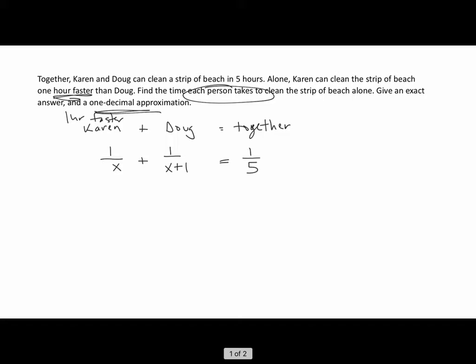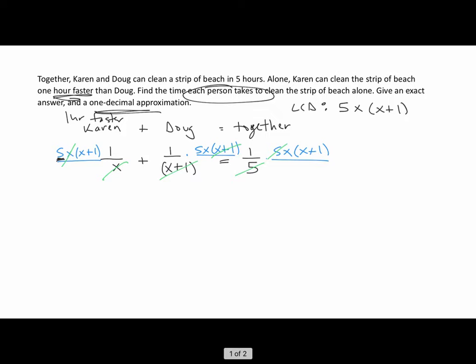Okay. Well, this is a rational equation, so that means we're going to need a least common denominator. We have a factor of 5, a factor of x, and a factor of x plus 1. We'll need all of those in our least common denominator. So 5x, x plus 1, we're going to multiply to every term in this equation, 5x, x plus 1, so that we can cancel out the denominators. Okay, and let's see what's left.